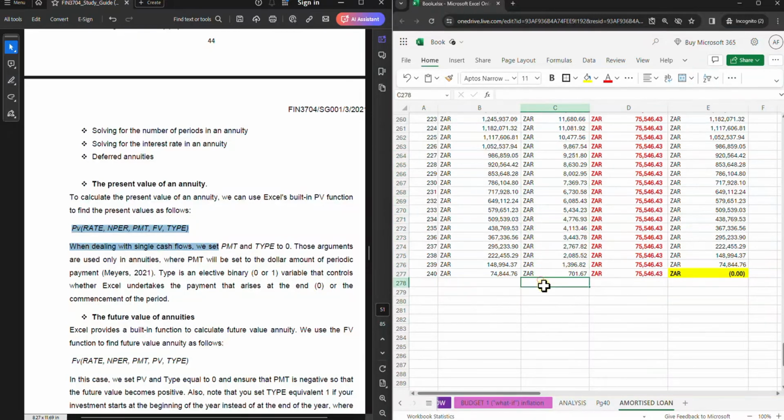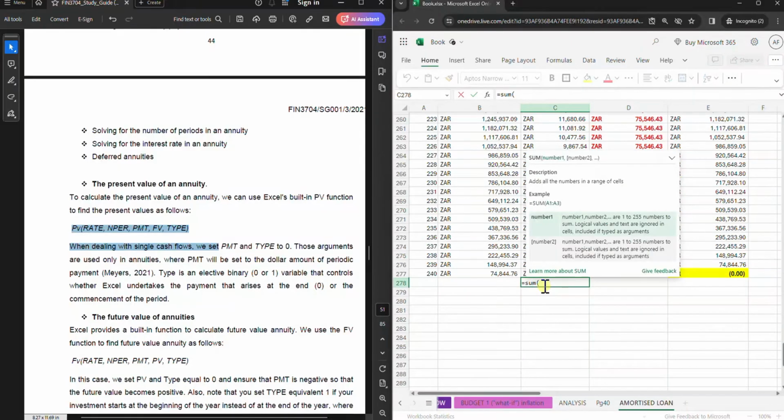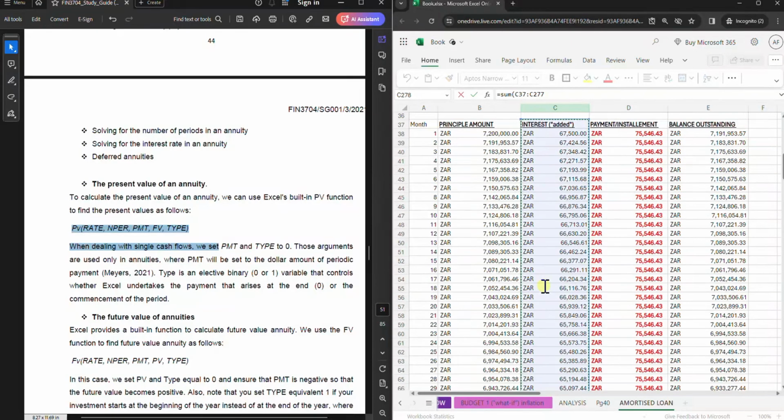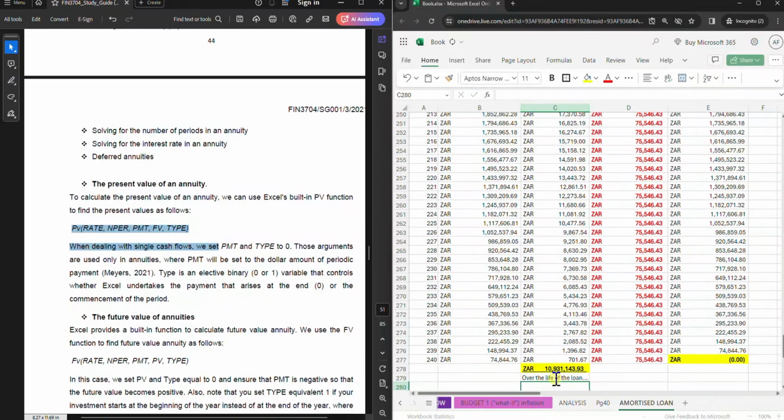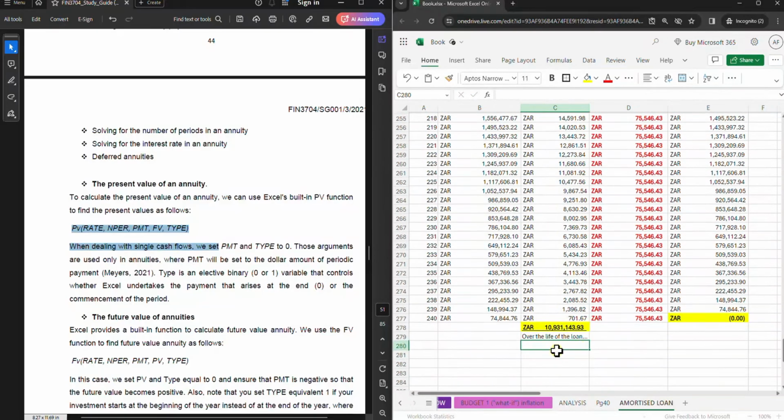Remember, if we sum up this column, this is how much interest you're going to pay over the life of the loan. Wow. That's why when you sign your bond agreement with the attorneys, they have to disclose this. The bank tells you in your legal document, over the life of your loan, with fees included, how much they're charging you, and they have to disclose the interest as well.